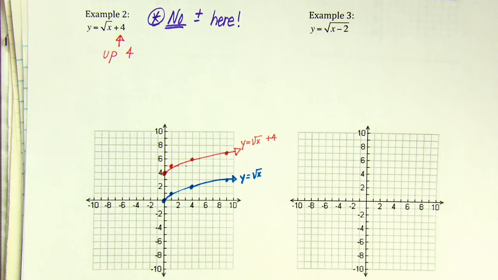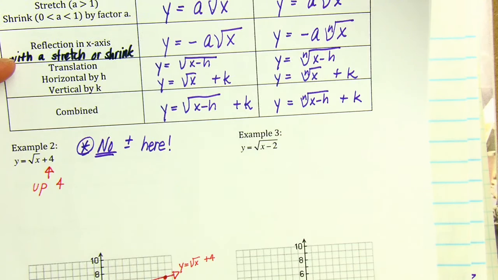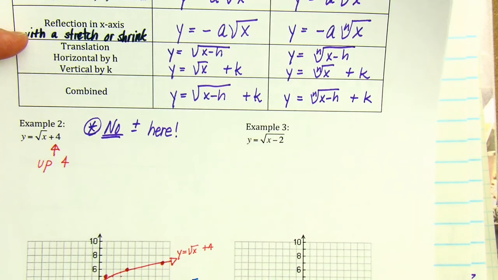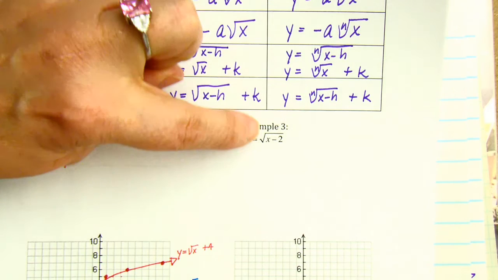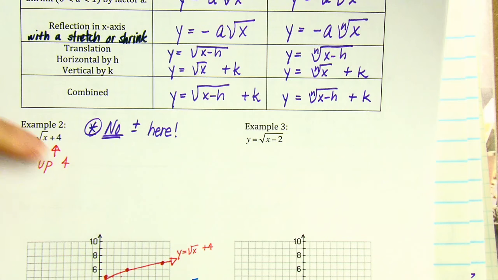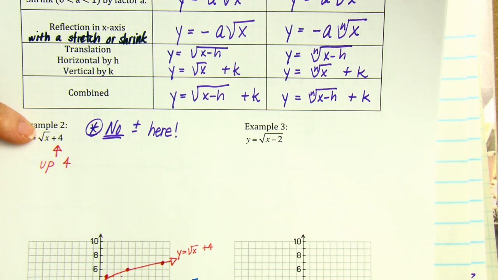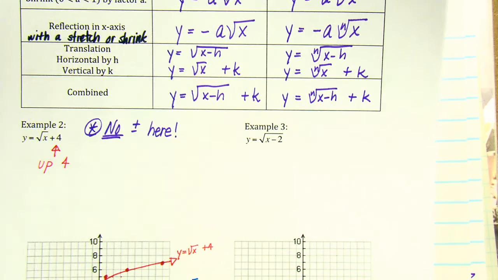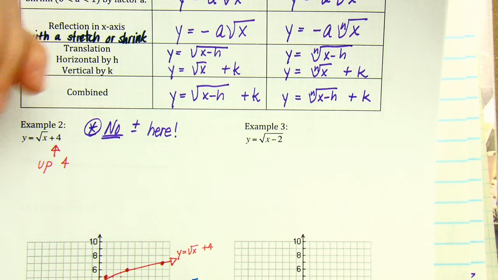All right, example 3. What do you remember about when it's inside there with x? Here we just said if it's not inside with x, we move up, down on the y-axis. Here, if it's inside with x, we move it where? You can look at the chart. That's a left-right move. Which way, though?